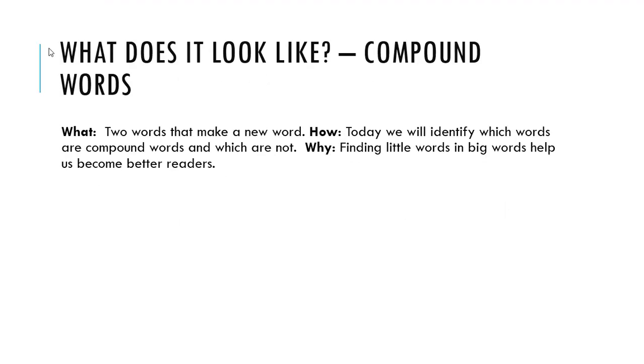Compound words. With this, you're basically just telling scholars it's two words that make a new word, and exposing them to this. The reasoning behind it is that finding little words within big words helps them become better readers. They'll have to start doing this a lot, especially as they grow in their reading levels and their F&P levels. Just making sure that they have the skill down packed is super important.